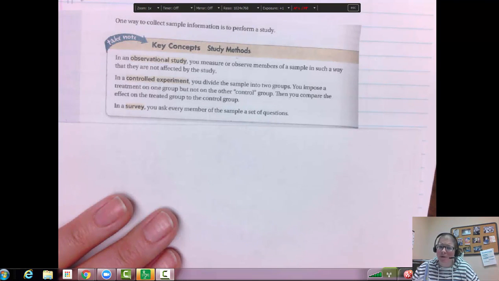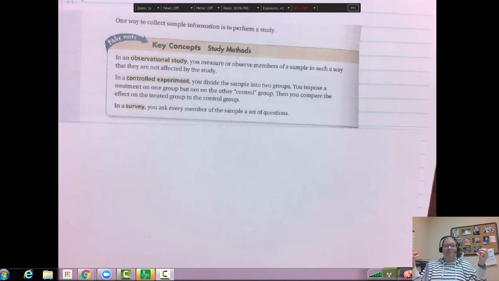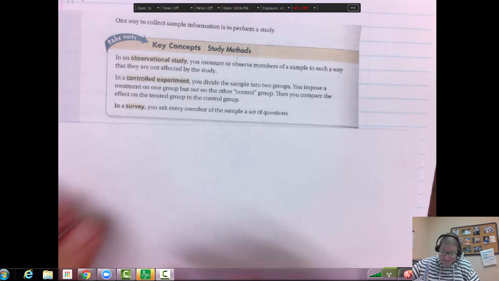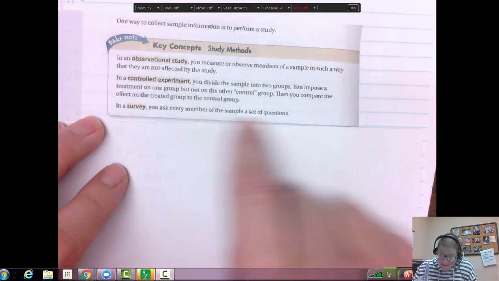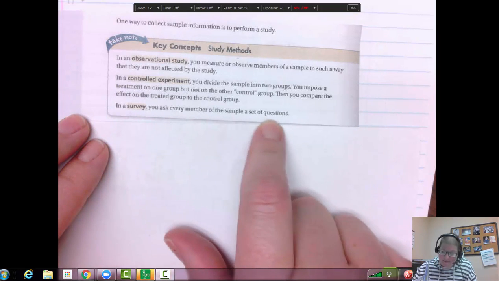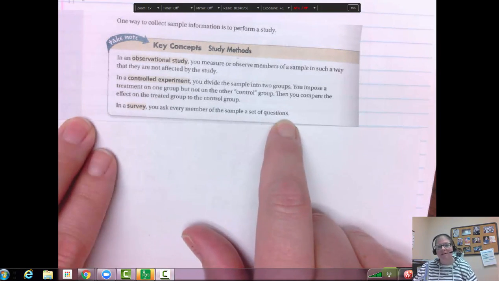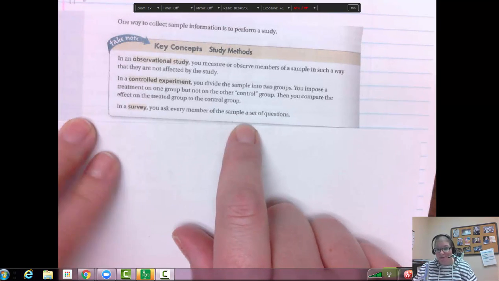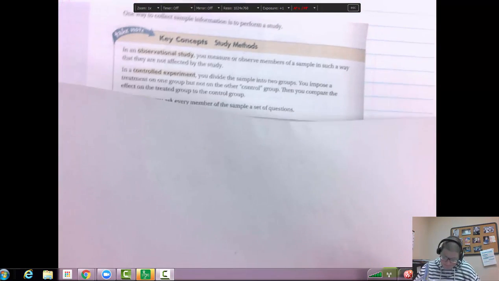This is super common in science, right? You have two groups of people who all had the same problem, one you give a drug to, one you don't, and you see how that works. We do see that a lot. So you can compare them. In a survey, you ask every member of the sample a set of questions. Every member of the sample is given a survey.